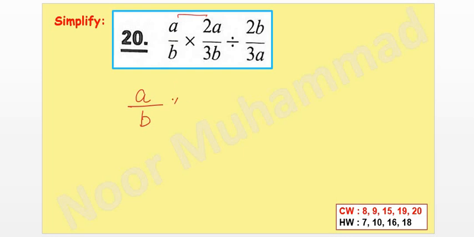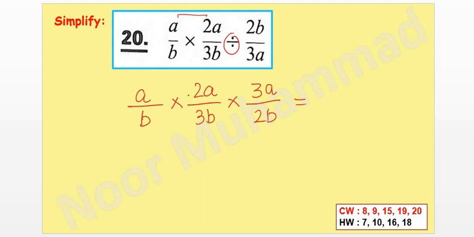Let's keep it a over b times 2a out of 3b, and now change this division into multiplication and flip the next fraction. So it will be 3a out of 2b. Now if you want to simplify here, you can simplify here, and if you want to multiply them together and simplify in the final step, you can simplify in the final step.